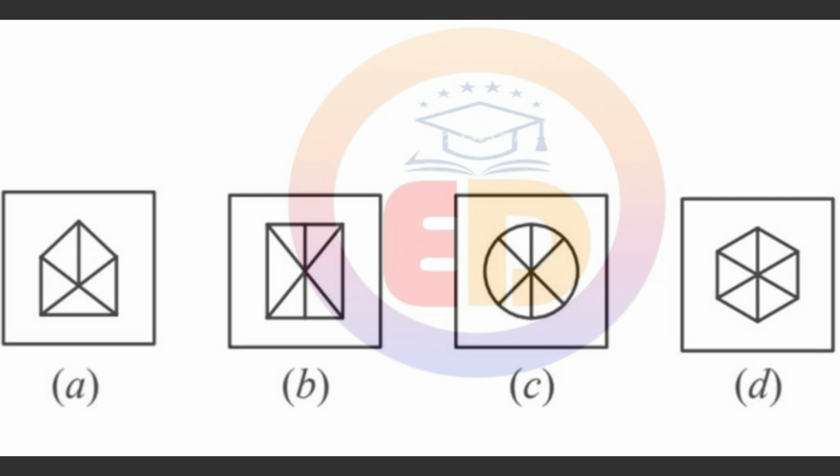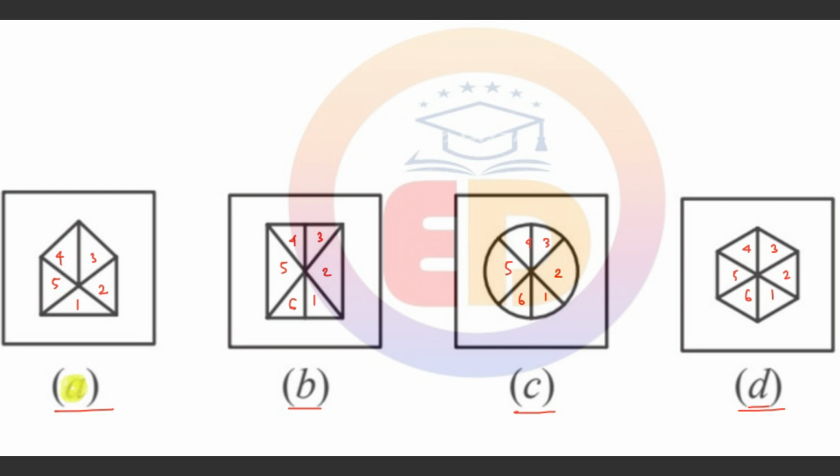In this question, in the first figure we see the polygon is divided into 5 parts: 1, 2, 3, 4 and 5. The second figure B, the polygon is divided into 6 parts: 1, 2, 3, 4, 5 and 6. In the third figure C, again the circle is divided into 1, 2, 3, 4, 5 and 6 parts. And in the fourth figure D, this is divided into 1, 2, 3, 4, 5 and 6 parts. So answer here will be option number A.